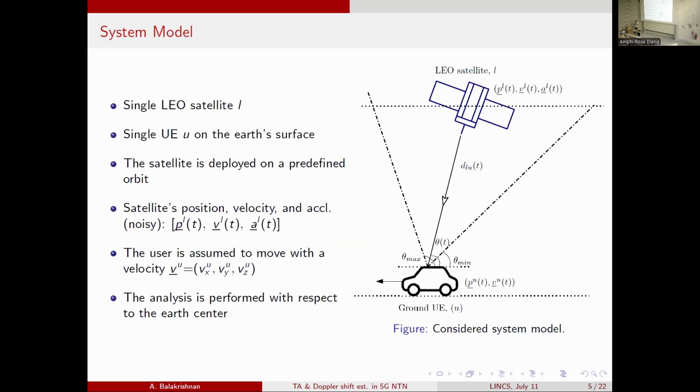So the system model broadly comprises a single satellite, single UE framework. The satellite is characterized by its states, which are the position, velocity, and the acceleration. The UE is assumed to have a uniform acceleration, and its states are its position and velocity. The entire analysis is performed with respect to the Earth center, which is assumed to be the origin.